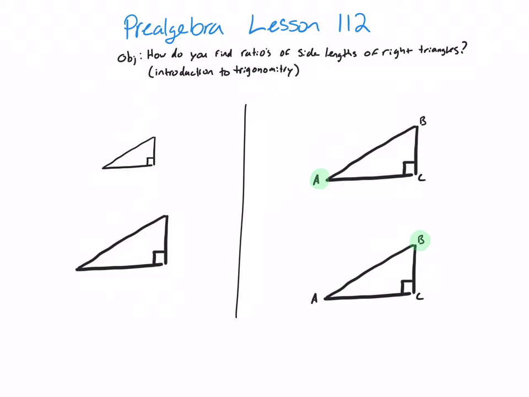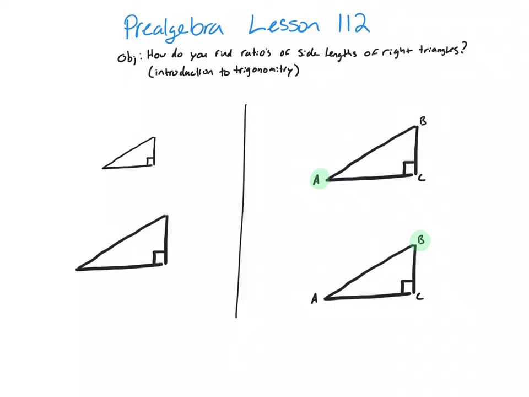Our objective for today is how do you find the ratios of side lengths of right triangles? Or really, this is also an introduction to trigonometry. Trigonometry is a branch of mathematics that compares angle measures, or right triangles with specific angle measures, and the ratio of side lengths.